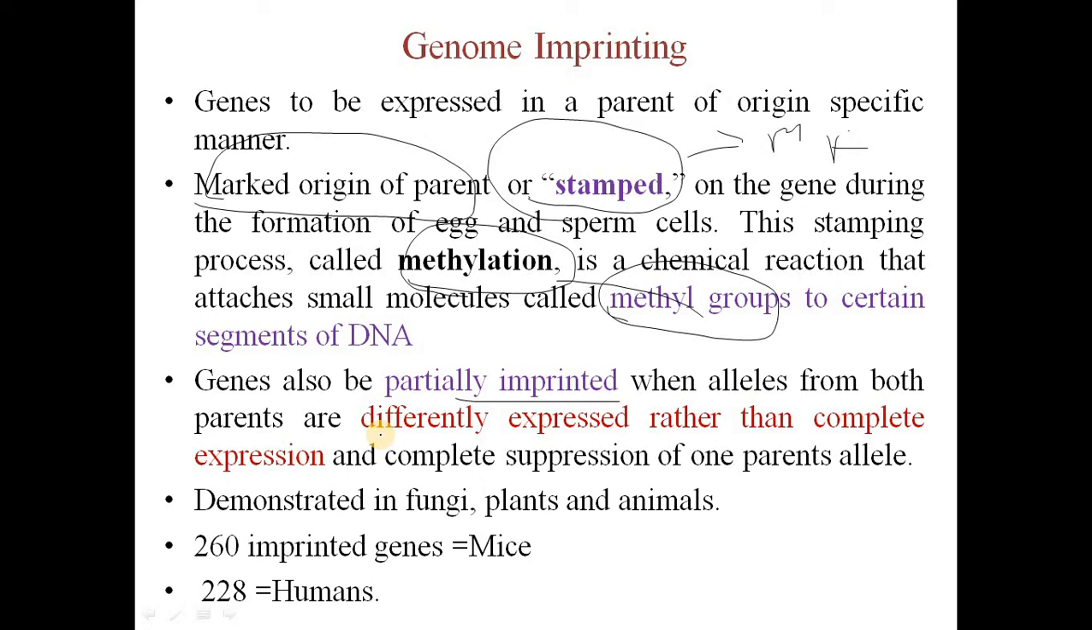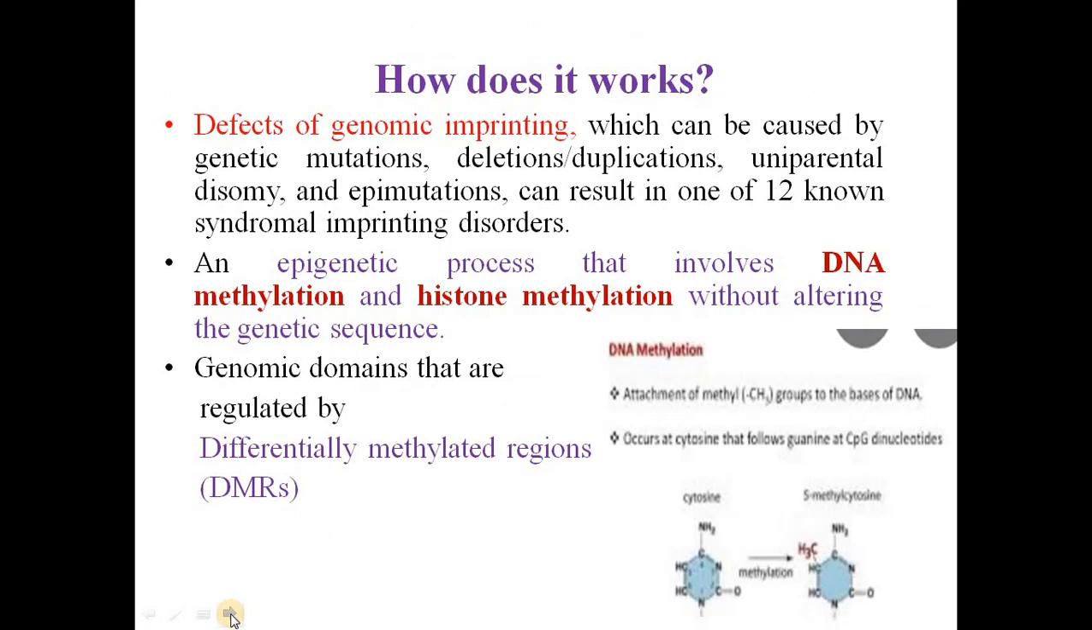This genomic imprinting or genome imprinting is demonstrated in fungi, plants as well as animals. In mice, 260 imprinted genes are discovered, whereas in humans 220 genes are discovered for the imprinting function. How does it work then? With the help of genomic imprinting, we can identify the origin of a specific gene, either parental, that is paternal, or maternal.